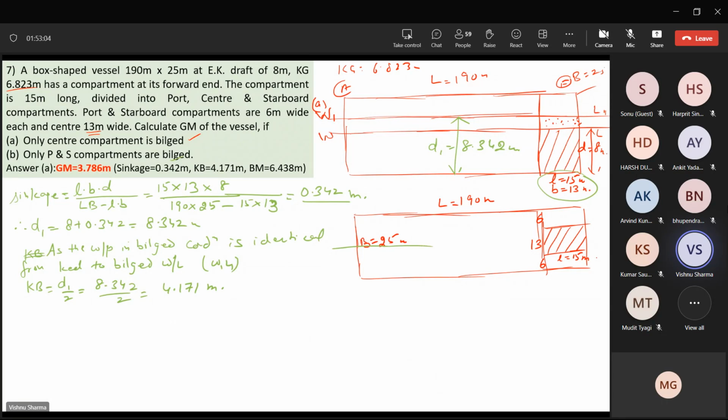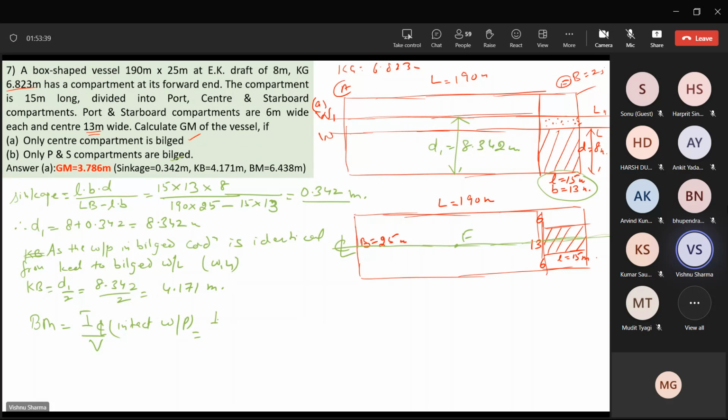It is going to be on the center line. When I draw the center line, the area on both sides is symmetrical, right? The intact area is symmetrical about the center line. So the center of flotation will be somewhere on this line. Am I right? Okay. So BM will be equal to ICL of the intact water plane upon volume of displacement.